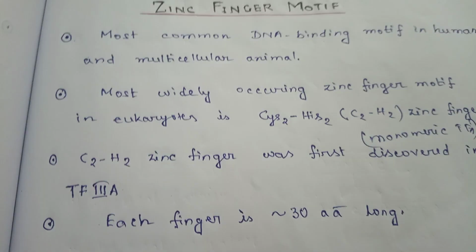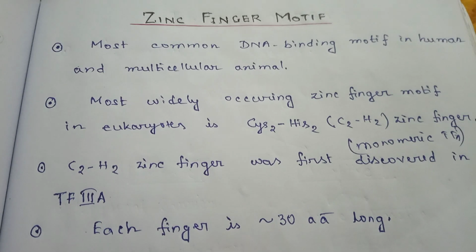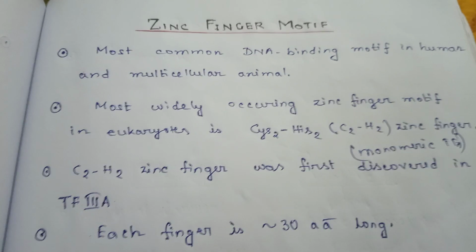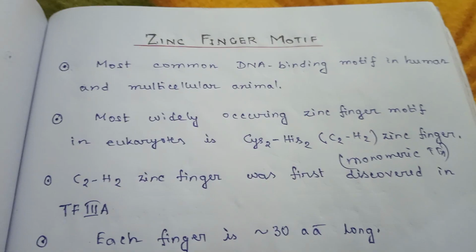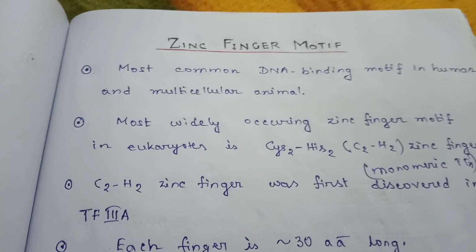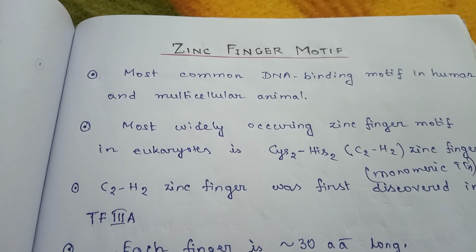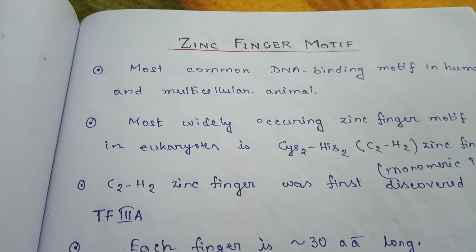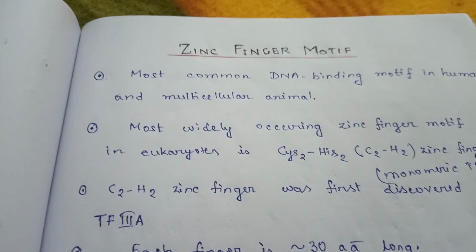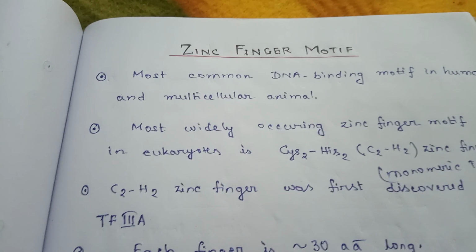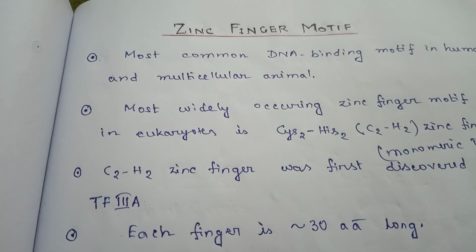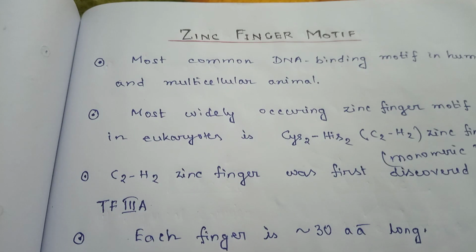But before that we have to know their functions. Their functions are DNA recognition, RNA packaging, transcriptional activation, protein-protein interaction, RNA binding, regulation of apoptosis, etc. So this is like CRISPR-Cas9. You know that CRISPR-Cas9 is used as a genome editing technology, and zinc finger motif is also used in genome editing technology, but in a different way.